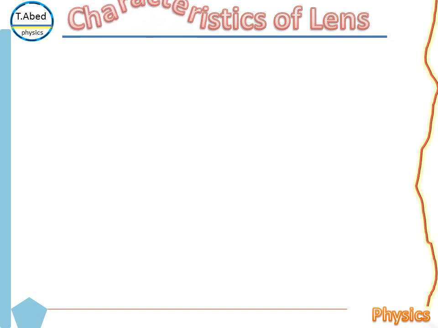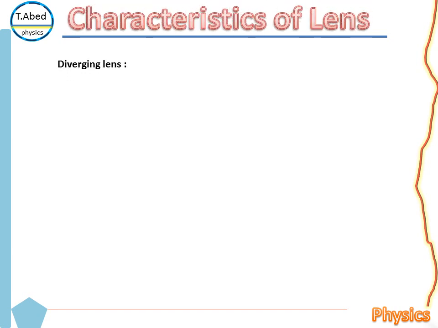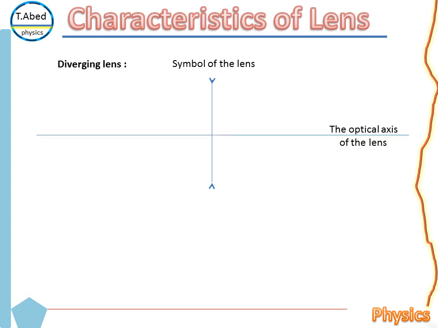راح ناخد التايب الثاني من اللانسز اللي هو diverging lens. Symbol of the lens بهذا الشكل. عندي the axis that passes through the center of the lens is called the optical axis of the lens. Center of the lens O بنسميها the optical center of the lens.